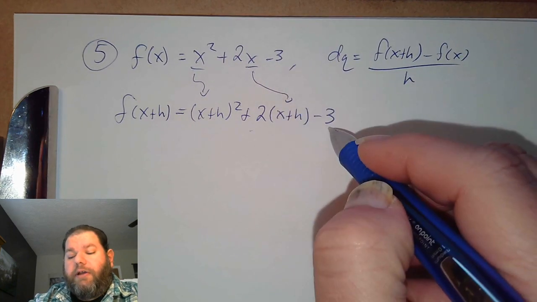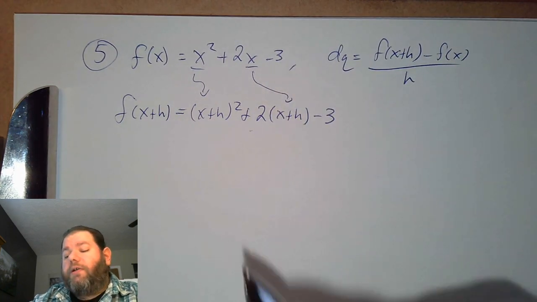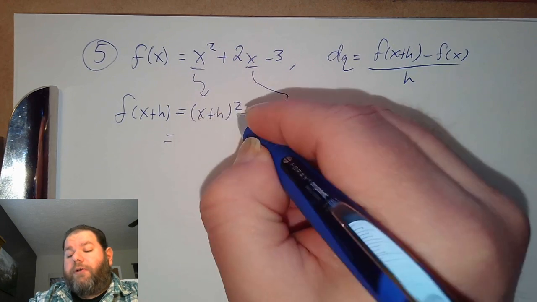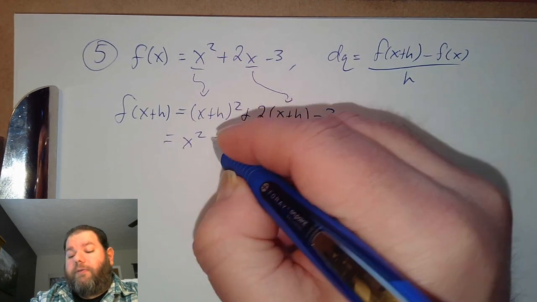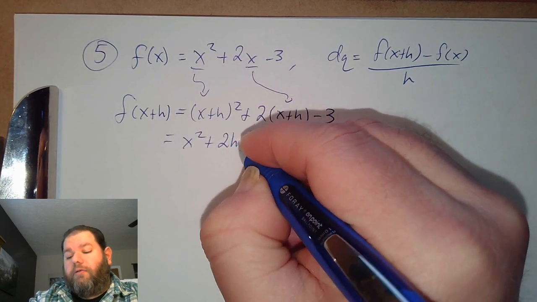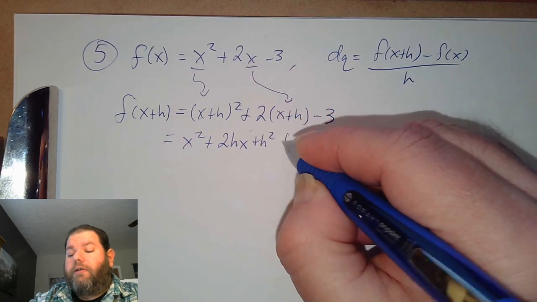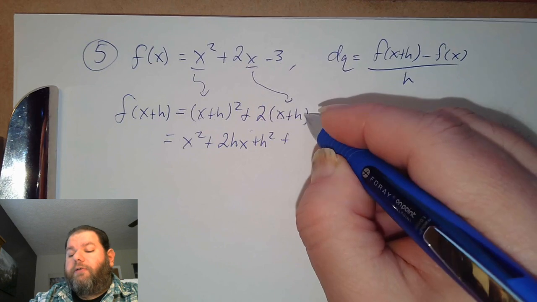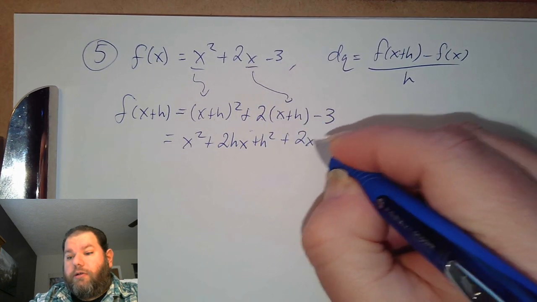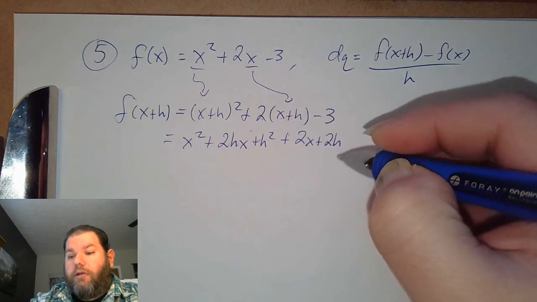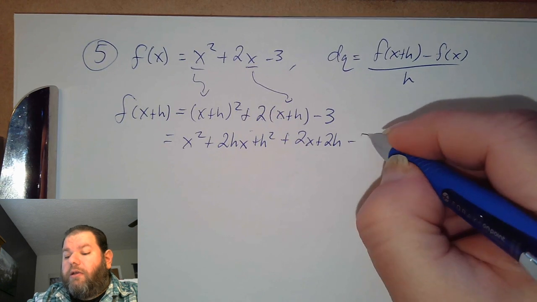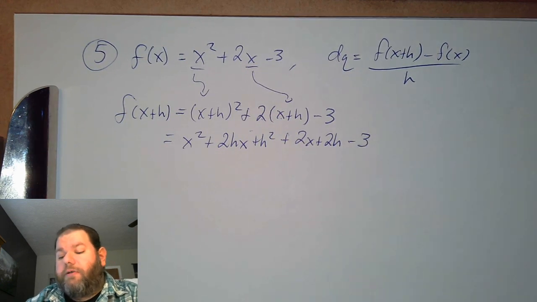There's no x's over here, so nothing to change. So x plus h squared, if we FOIL that out, is x squared plus 2hx plus h squared. Then we get 2x plus 2h. And then minus 3.